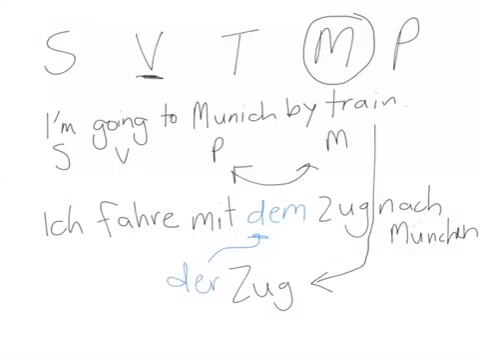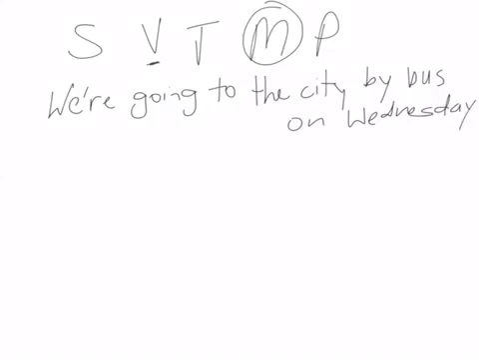Let's have a look at another. So for this sentence, I've added in a time. We is the subject, going is the verb, to the city is a place, by bus is how I'm getting there, that's my manner, and I've put in English here, on Wednesday my time at the end, because I can in English. Remember, in German we need to not have it at the end. We could put it at the front, but we won't look at what that does now. We'll just focus in on using SVT-MP.